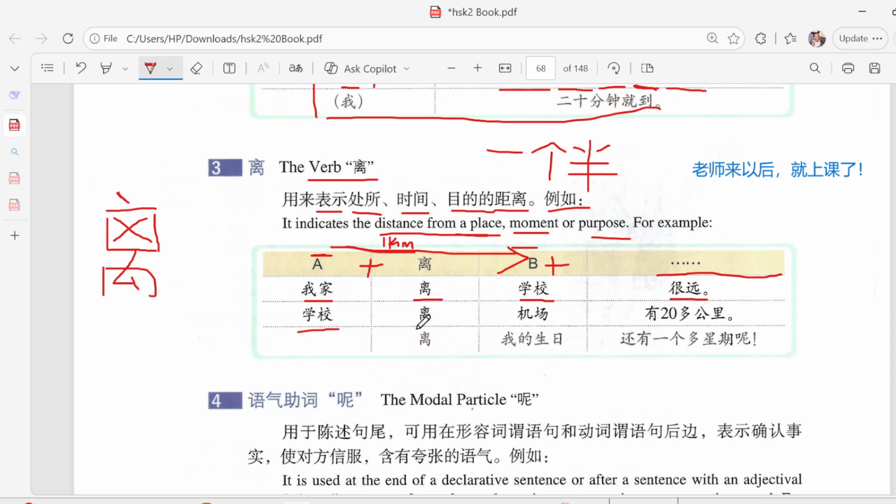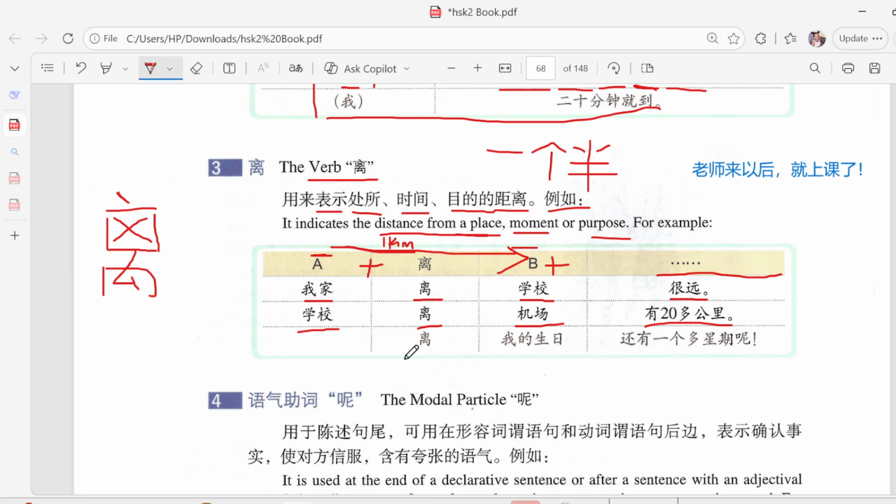So here we have another example. 学校离 school, 离 is distant, 机场. What is 机场? Airport. Yes. 机场有20多公里. 公里 is kilometer, right? So if you say 20多公里, it's more than 20, so it's like 20 kilometers and maybe 500 meters. So you see, it's a bit far. 学校离机场20多公里.